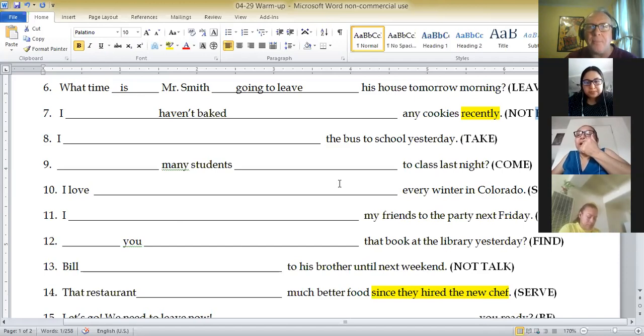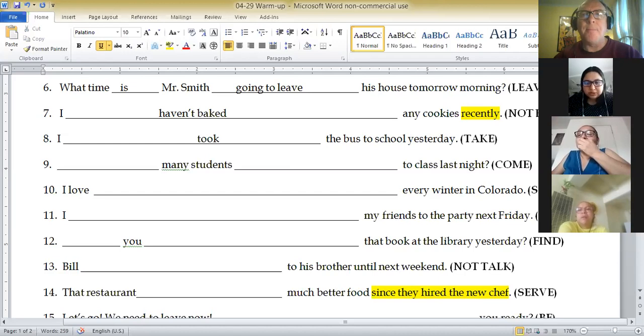All right. Next one. Yesterday, simple past, irregular verb. Took. T-O-O-K. I took the bus to school yesterday. T-O-O-K, took. Very good, very good. The next one says last night. Last night is past or present or future?